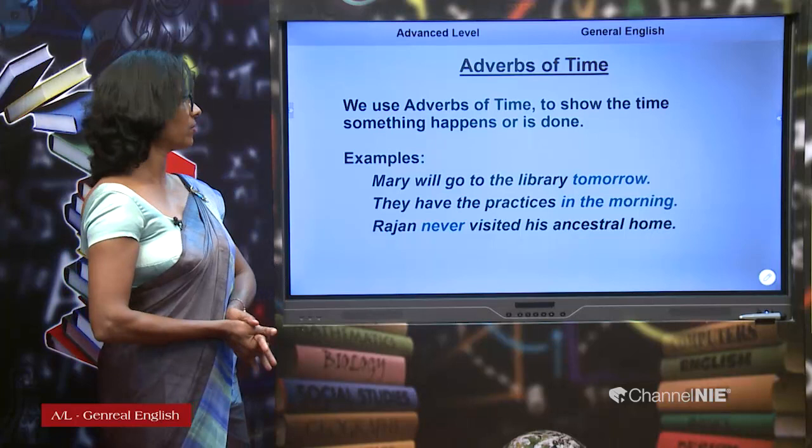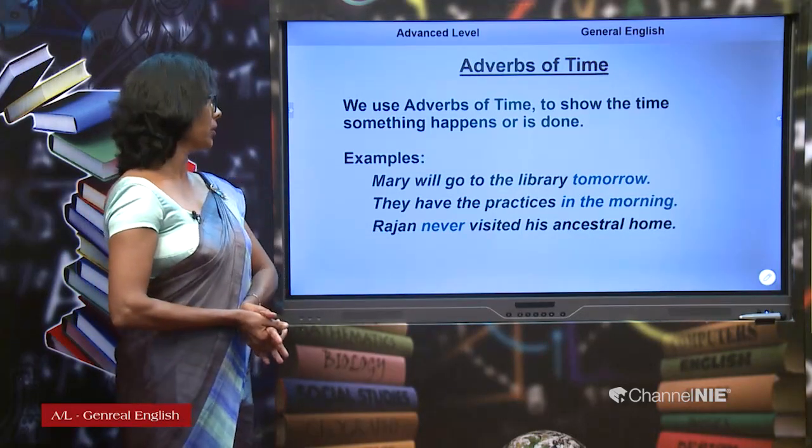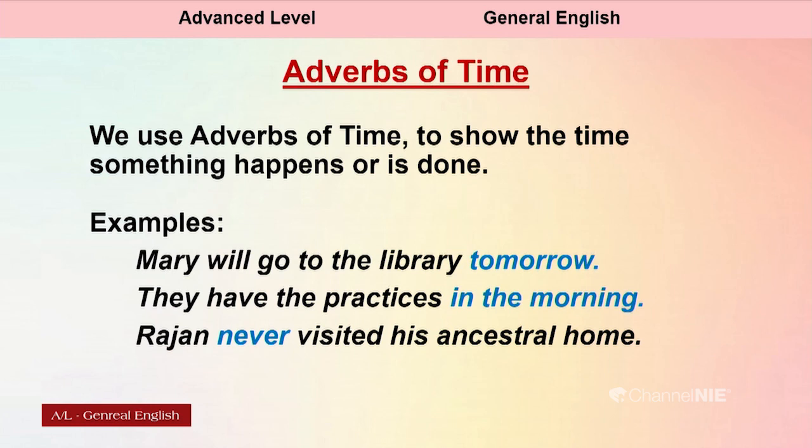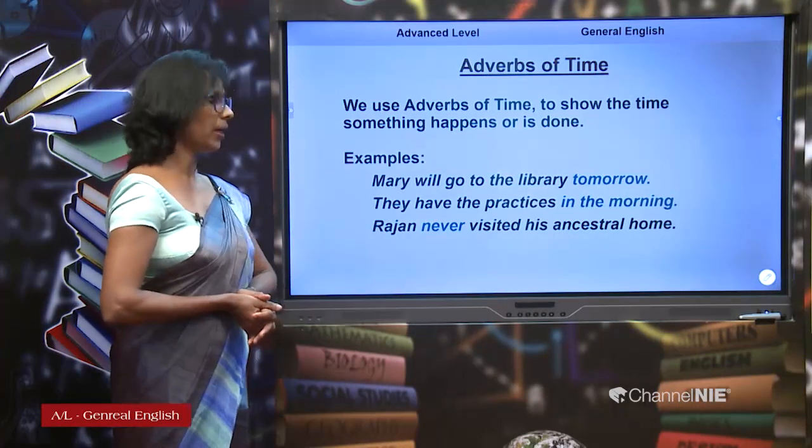Adverbs of time. So, what's given there? We use adverbs of time to show the time something happens or is done, right. So, examples: Mary will go to the library tomorrow. They have the practices in the morning. Ranjan never visited his ancestral home, right. Here, tomorrow, of course, is very clear, one word. In the morning, there is a preposition as well, it refers to time, anyway it is a phrase, right. So, Ranjan never visited his ancestral home. So far, he has not gone to that place, and that is an adverb of time and an adverb of frequency as well, never, right. So, shall we read them again? Mary will go to the library tomorrow.